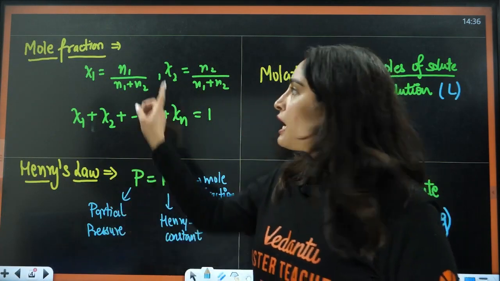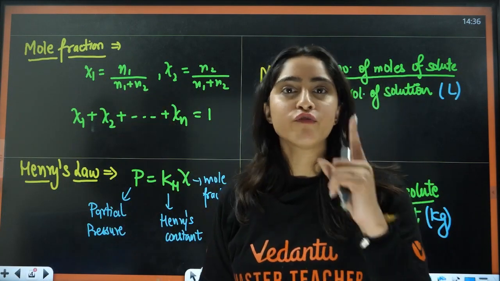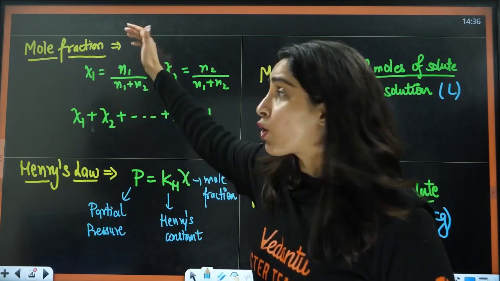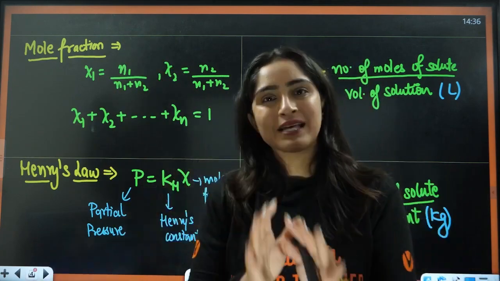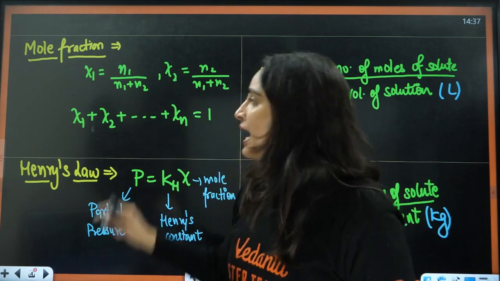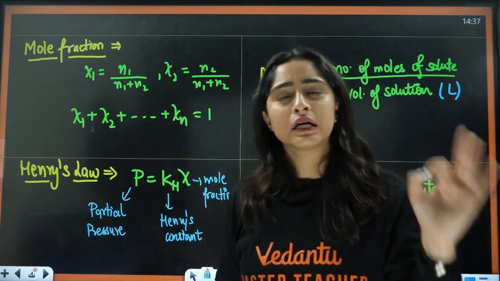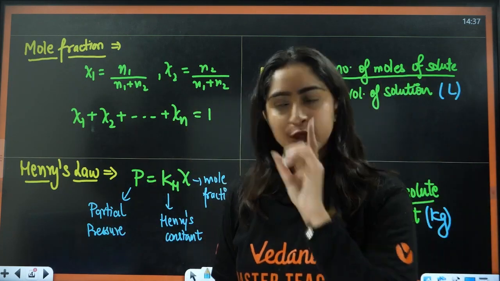Mole fraction: if you want to calculate the mole fraction of the first component, it is the number of moles of the first component divided by the total number of moles of all the components present in that mixture. And the mole fraction of all the components is equal to unity.